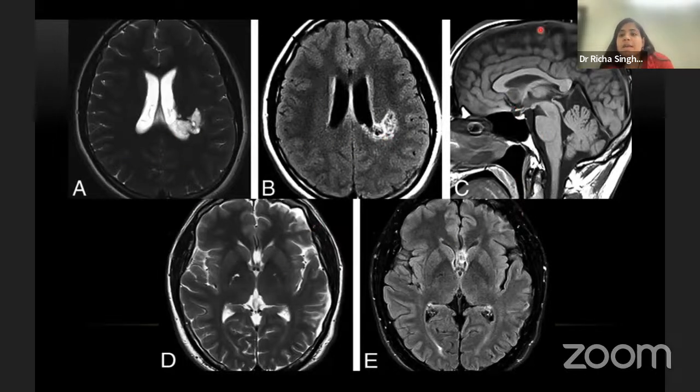Another example, on this T1 weighted sagittal image, we can see a lesion arising from the septum pellucidum in the region of the rostrum of the corpus callosum. On the axial image here, we can see that the lesion is T2 hyperintense. On the FLAIR, again, we can see a hyperintense rim around the lesion. The lesion will be non-enhancing. It will not show diffusion restriction. It will not show hyperperfusion. So that's how we make a diagnosis of MGNT.